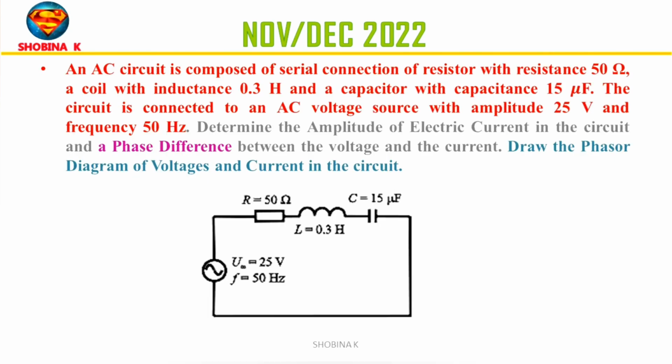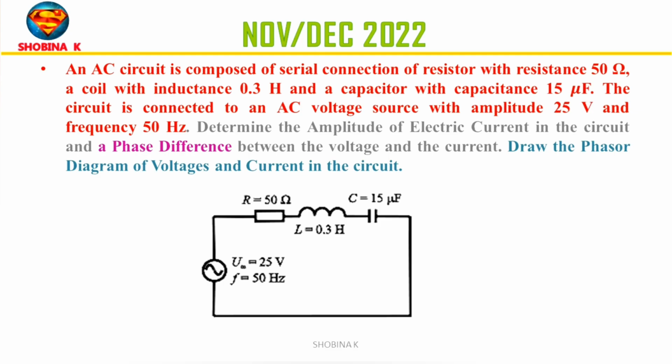An AC circuit is composed of a serial connection of a resistor with resistance 50 ohm, a coil with inductance 0.3 Henry, and a capacitor with capacitance 15 microfarad. The circuit is connected to an AC voltage source with amplitude 25 volt and frequency 50 Hz. Now determine the amplitude of electric current in the circuit and the phase difference between voltage and the current.